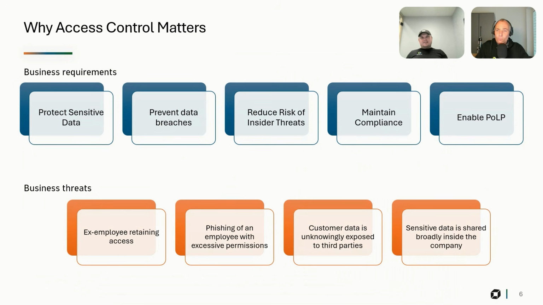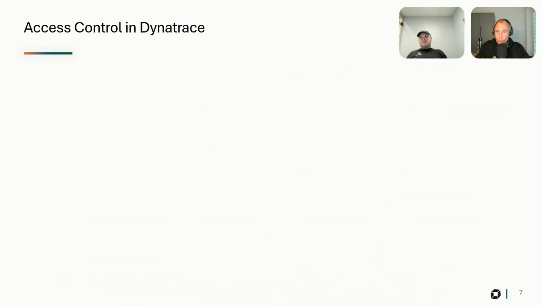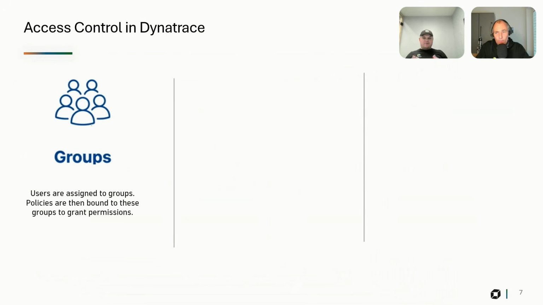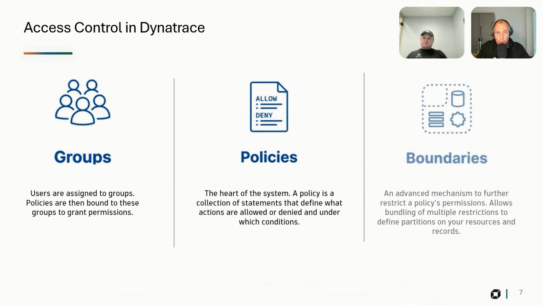So then let's see what we in Dynatrace offer you to do this. The main authorization system is built on three pillars. And this is, of course, what everybody's familiar with: groups. So groups is your container to organize your users in bigger chunks. But then in the center of all is the policies.